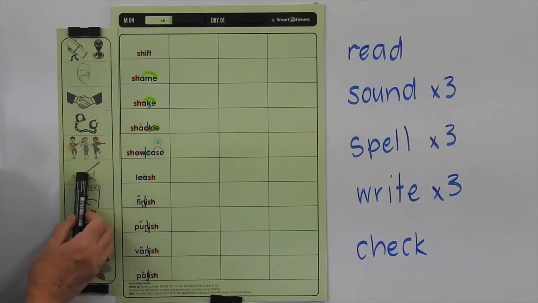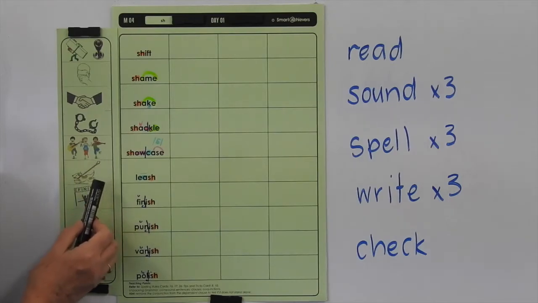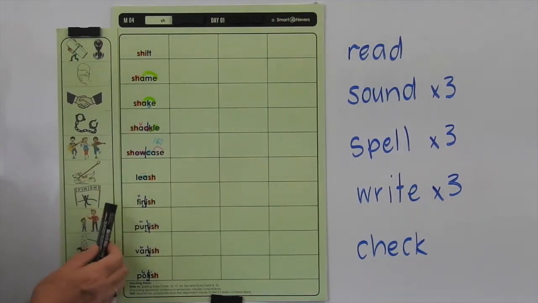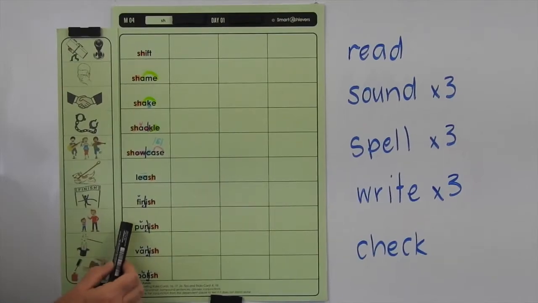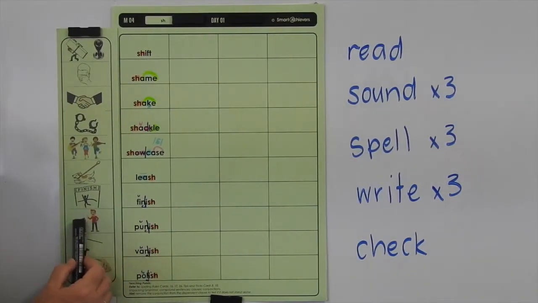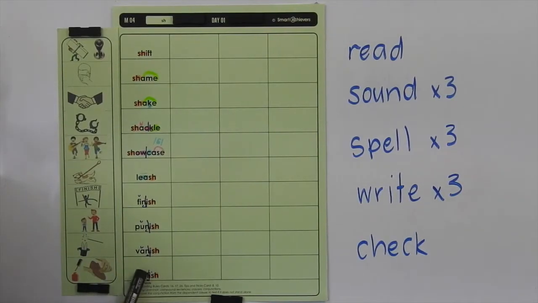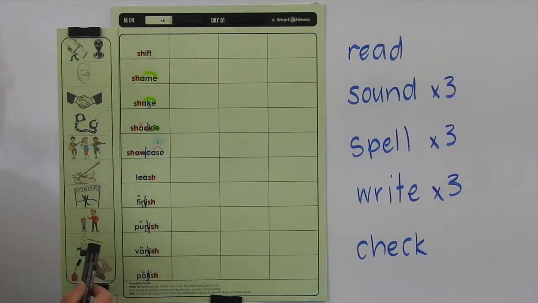A leash is that lead that you use for a dog so that it can't run away. Finish is the end of something. Punish is when someone's done something wrong and they get told off or punished. Vanish is when something disappears, and polish might be when you clean your shoes or you put a bit of paint on your nails or you polish your furniture at home to make it nice and clean and sparkly.